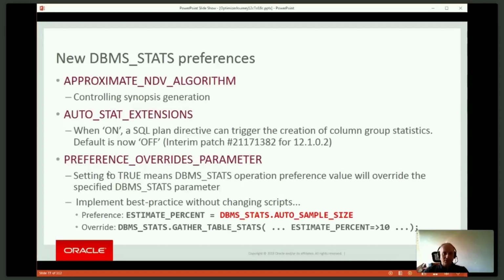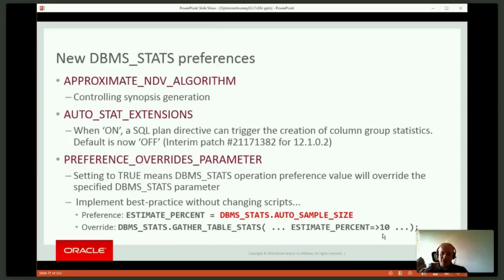Finally, there's preferences override parameter. This is really quite an important one. The idea behind this is that you can actually overwrite defaults. Now imagine you have scripts that currently gather statistics. I mean, historically you may over time have put together a bunch of gather table scripts, and a very common one in scripts is to see things like estimate percent is 10%, for example. That's not best practice. What happens if you want to override that?